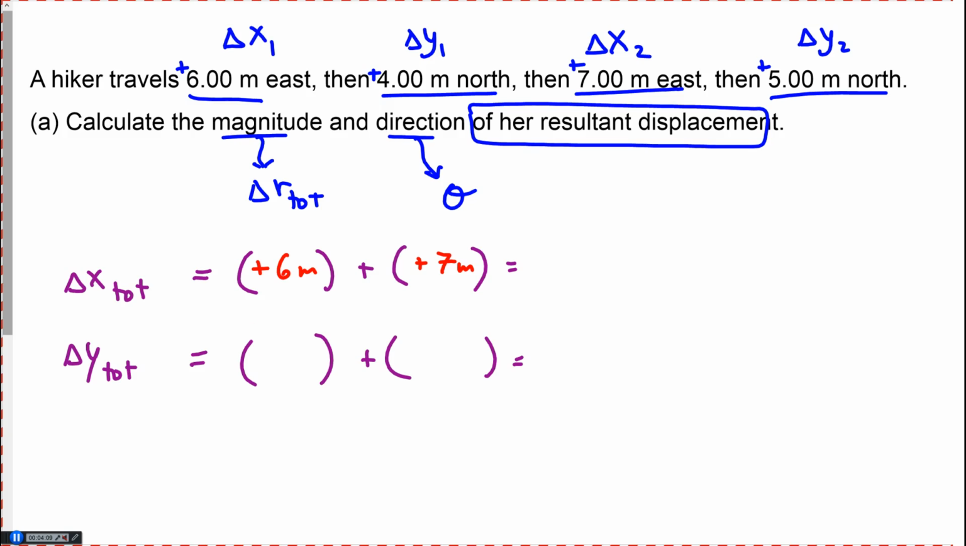On the y-axis, she traveled 4 meters north, then 5 meters north. When we add, we get 13 meters east, because it's positive. And on the y-axis, she walked in total 9 meters north.